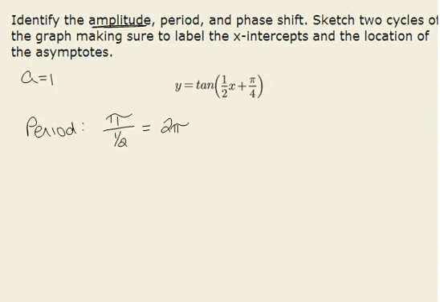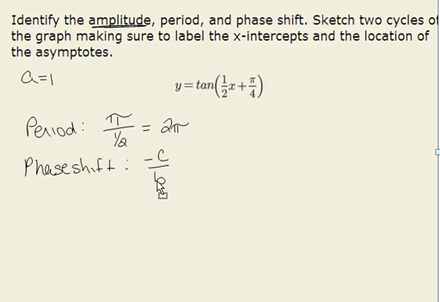Next, we will look at the phase shift. And the phase shift is given to us as the opposite of c over b. In this case, it's the opposite of pi over 4 divided by 1/2, which gives us the opposite of pi over 2. We are now ready to find that one cycle interval where tangent would take on that increasing function in that interval.